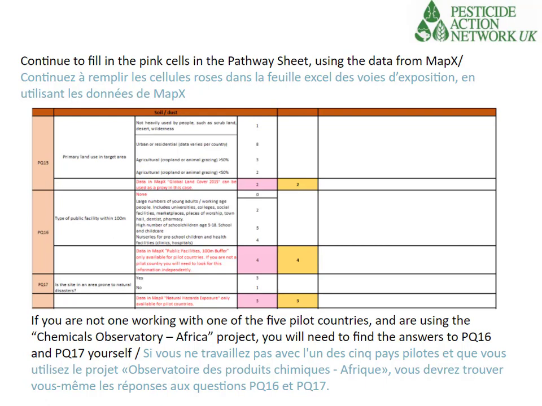One is PQ16, which is type of public facility within 100 meters. Perhaps you have this data, or if not, I would recommend using OpenStreetMap. You can get a lot of information on public facilities there. And PQ17, which is the site in an area prone to natural disasters? Again, you will have to find this information yourself through your own means. However, we can still help you with spatializing your sites, whether you are in a pilot country or not.